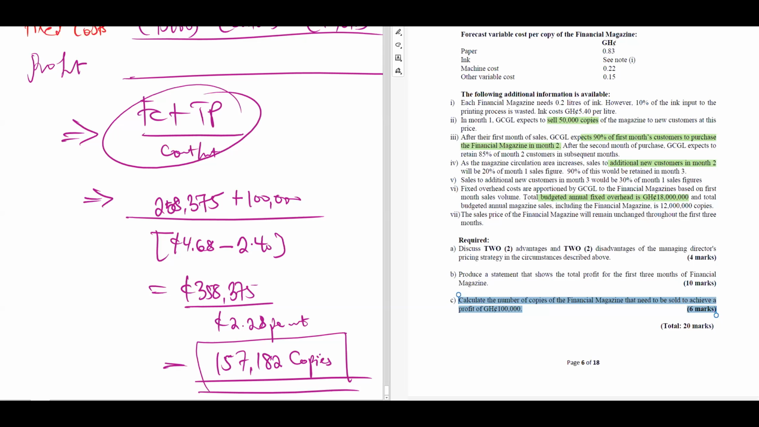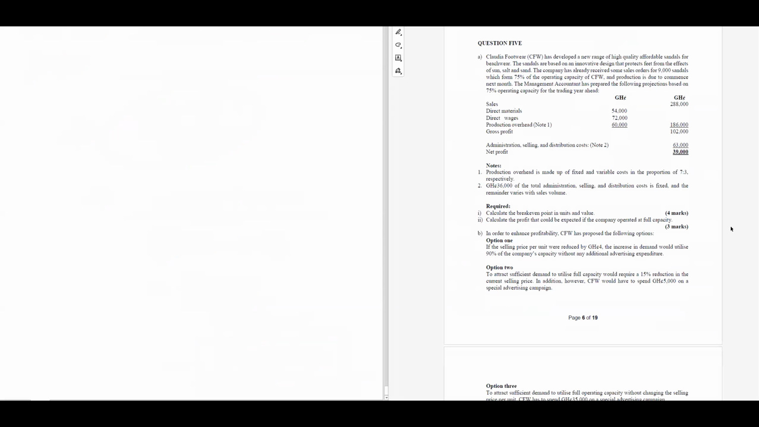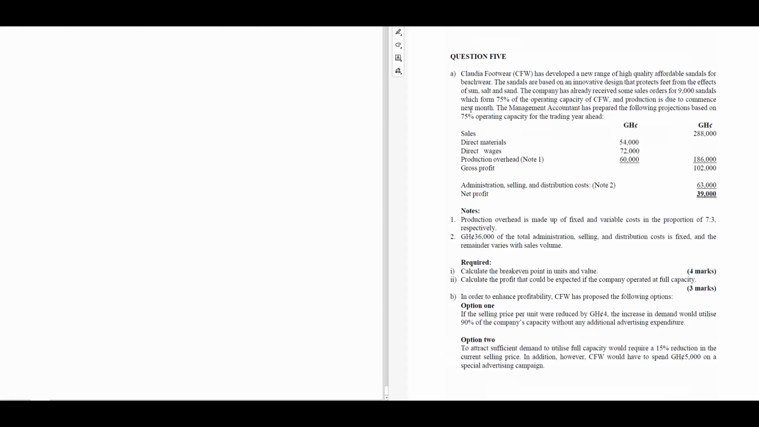Let's see this one too. It says Claudia Footwear has developed a new range of high-quality, affordable sandals for beachwear. The sandals are based on an innovative design that protects feet from the effects of sun, salt, and sand. The company has already received some sales orders for 9,000 sandals, which form 75% of operating capacity.